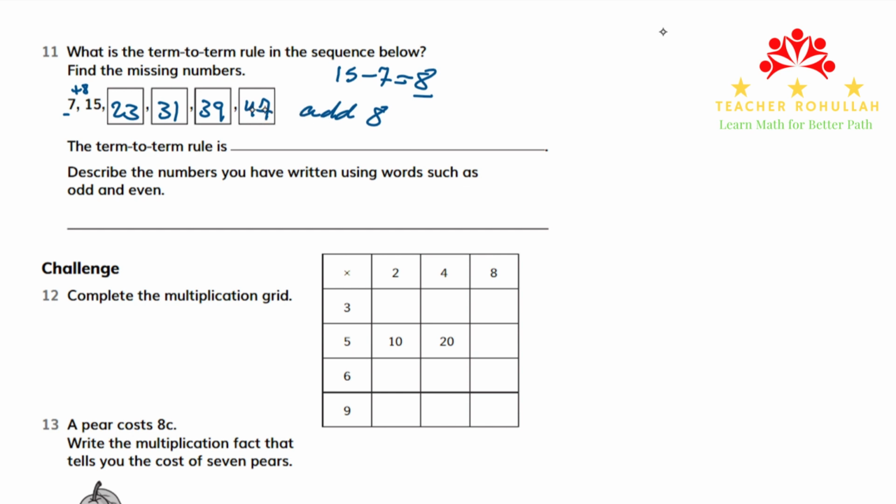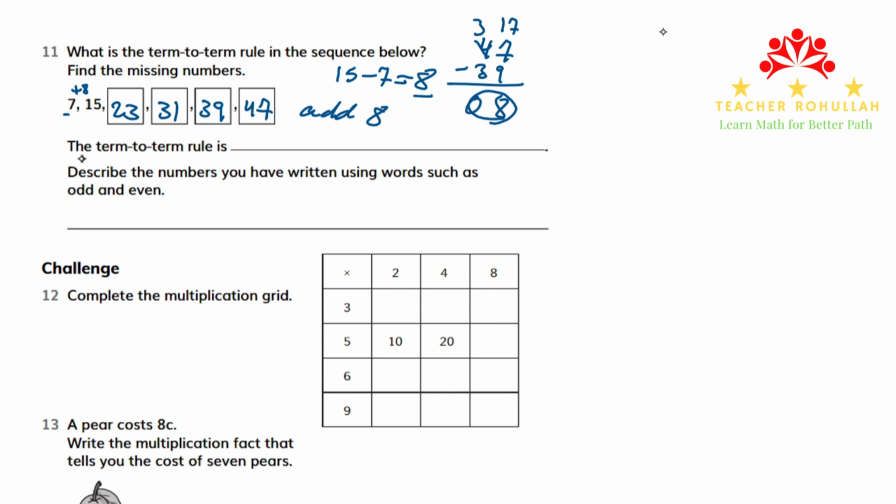So now, for example, if we subtract 39 from 47, we should get 8. Let me subtract 47 minus 39. So we cannot subtract, we borrow from here. It becomes 3, this becomes 17, and 17 minus 9 is 8. 3 minus 3 is 0. So it shows that the term-to-term rule that we found is correct.